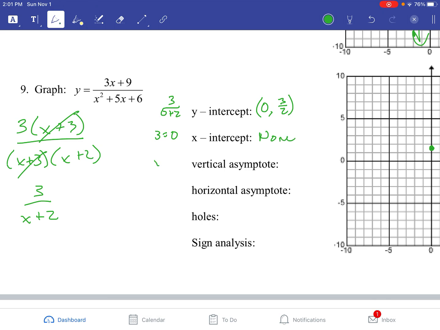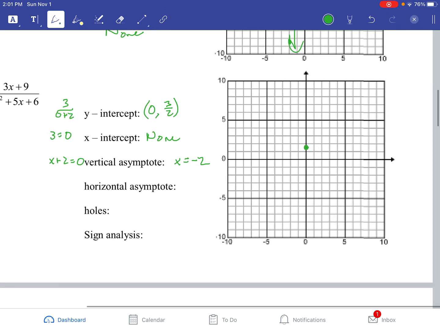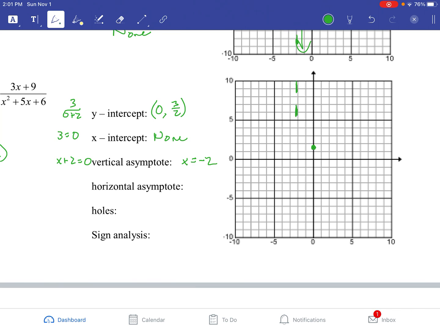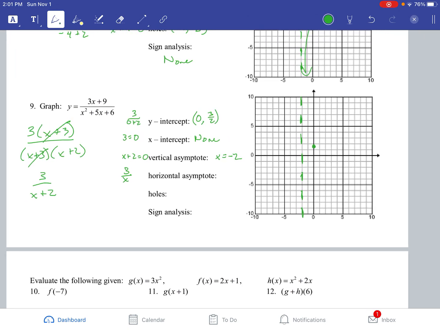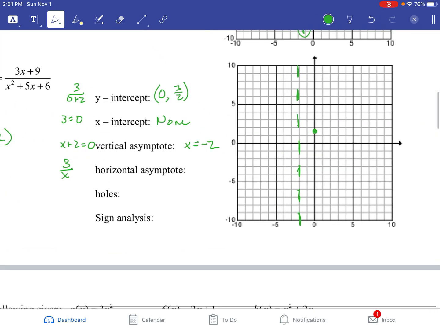The vertical asymptote is the denominator, x plus 2 equals 0. So x equals negative 2. Got a little bit ahead of myself. All right, now the horizontal asymptote is 3 over x, which will give you, if you put a really big number in for x, it's going to give you something close to 0. So y equals 0 will be your horizontal asymptote right on the x-axis.